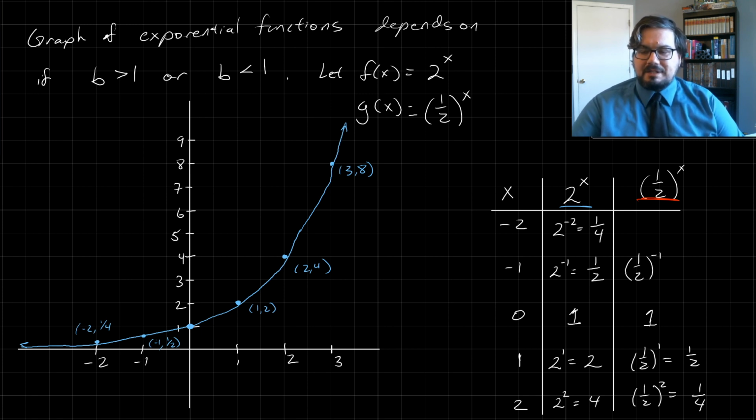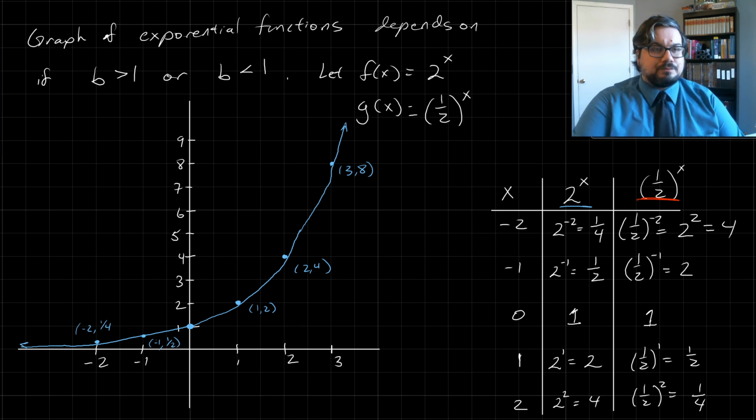On the other hand, if we take 1/2 to the -1, remember that raising a fraction to the -1 just gives the reciprocal back. And so 1/2 to the -1 is 2. And then 1/2 to the -2, we can use up the negative in the exponent by taking the reciprocal of the fraction. And so 1/2 to the -2 is 2 to the +2, which is 4.